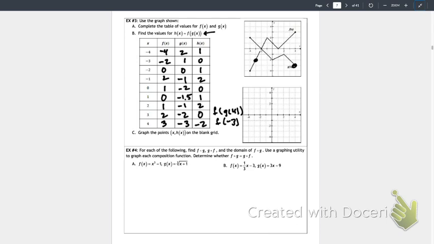And then it wants me to graph that. So when x is negative 4, my h of x is 1. Negative 3, we're at 0. Negative 2, we're at 1. Negative 1, we're at 2. 0, I'm at 0. 1, I'm at 1. 2, I'm at 2. 3, I'm at 0. And 4, I'm at negative 2.